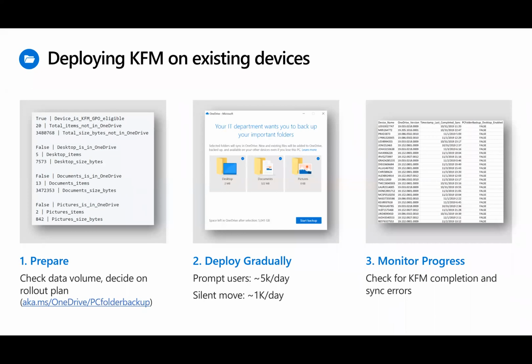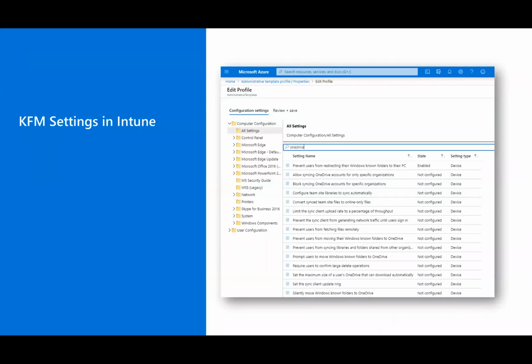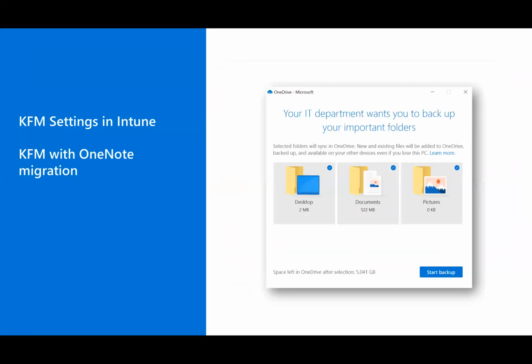Awesome. So just to recap, I showed you the KFM settings that are available in Intune, as well as through our ADMX file that's published through the build. And then also just doing KFM, including the OneNote migration, which is a feature that we recently shipped and is fully out in all rings, including the enterprise ring as of a few weeks ago.